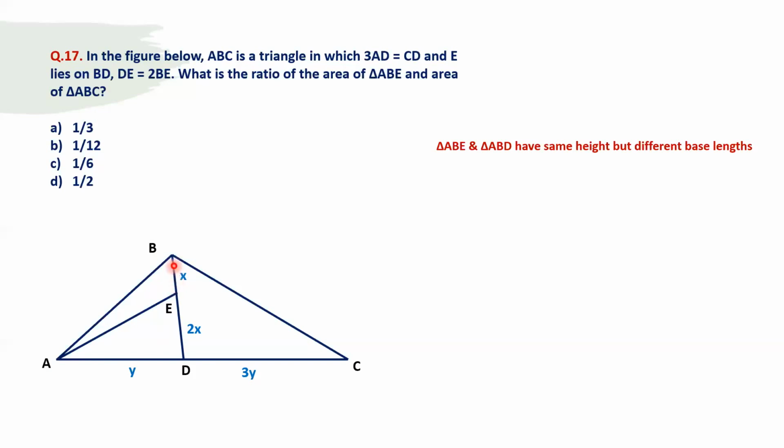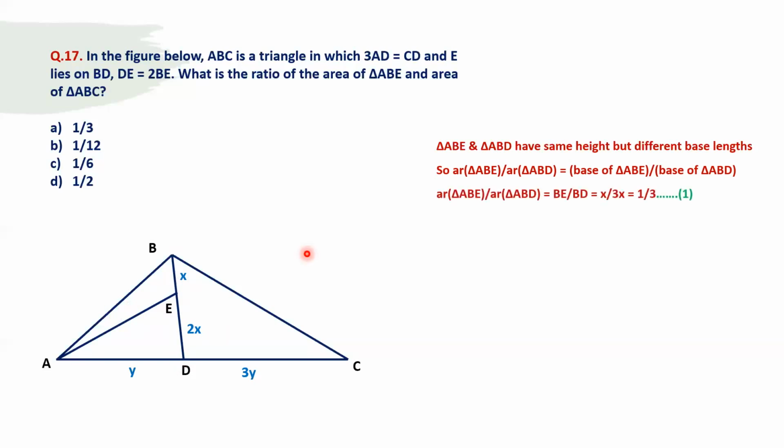So the base here is BE and the base in bigger triangle is BD. So the ratio of the areas of this smaller triangle and bigger triangle would be the ratio of the bases only. So the base of a smaller triangle divided by base of bigger triangle. So area of ABE divided by area of ABD is equal to BE by BD, which are the bases. So it is equal to X by 3X. Why? BD is 3X because this is X, this is 2X. So BD becomes 3X. So X by 3X, this is equal to 1 by 3.